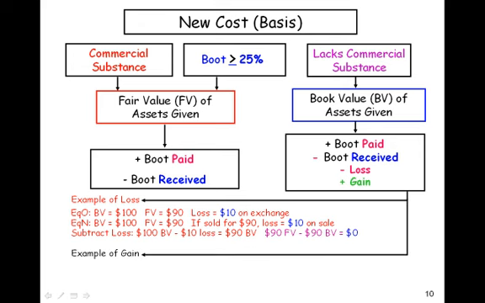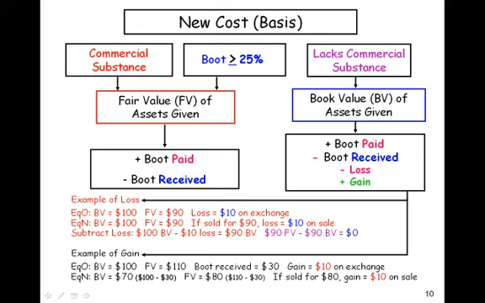Next, let's look at why we add back the gain to the basis. Assume that the old equipment has a book value of $100 and fair value of $110. If the equipment is exchanged, a gain of $10 is recognized. Assume that a few days after the exchange, the new equipment is sold. The book value of the new asset would be $70, which is the $100 book value of the old equipment minus the $30 of boot received.